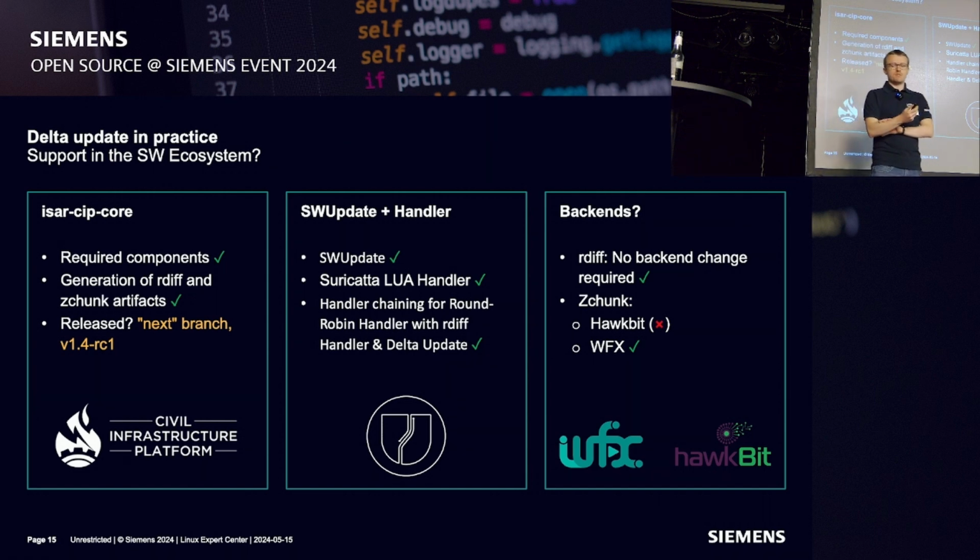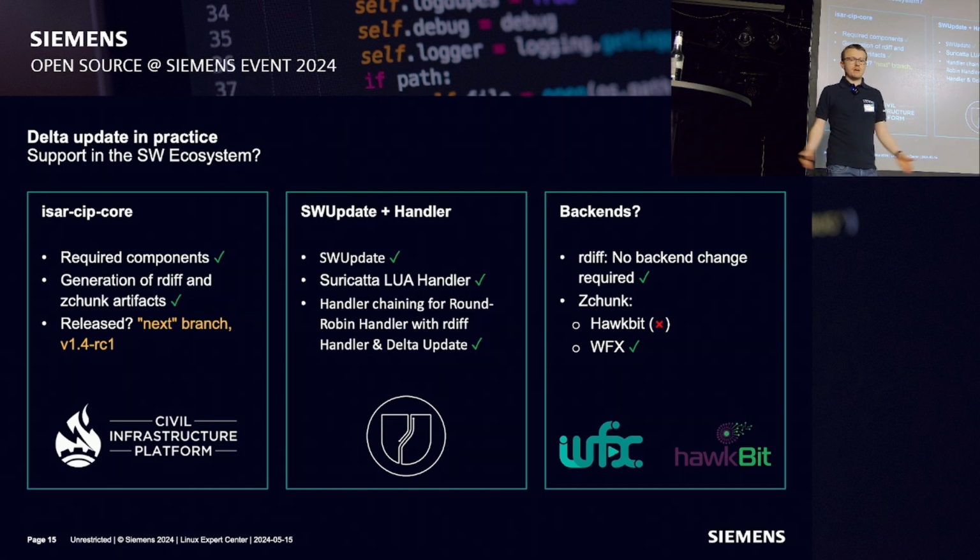For Z-chunk, the situation is a bit different. The hawkBit backend does not yet support, and probably will never support, uploading these two images, like the SWU file as well as the Z-chunk compressed rootfs. But if you use another way to store the rootfs, you can make it work. It's just a bit cumbersome. If you go with the WFX backend, it's natively supported. So there it just works out of the box. That's also what we tested against.